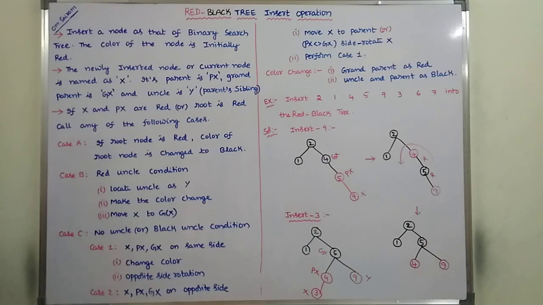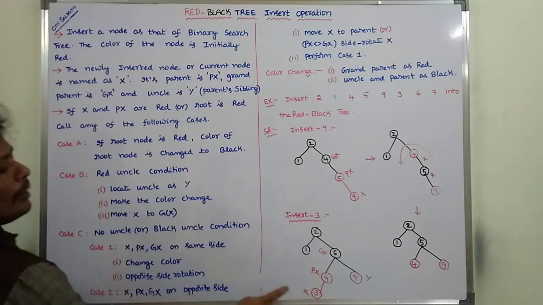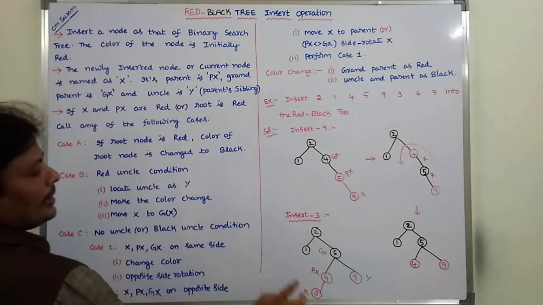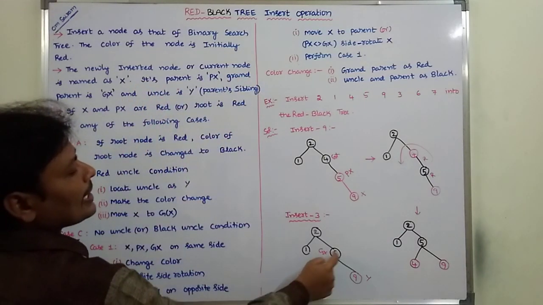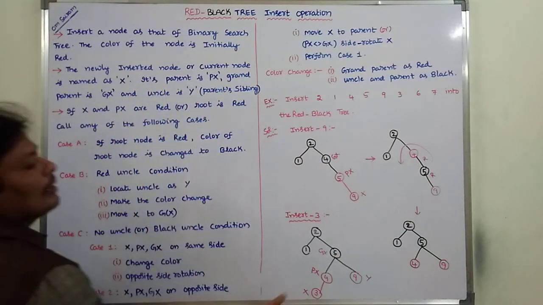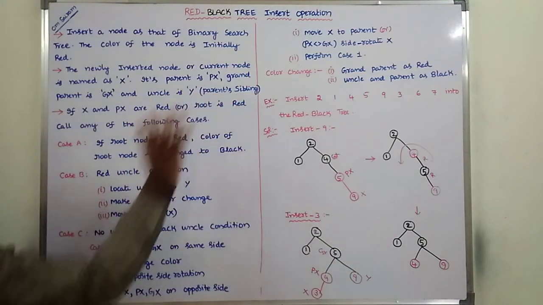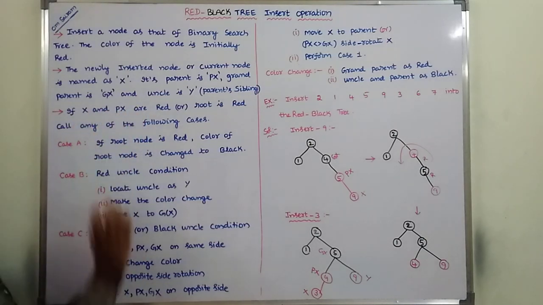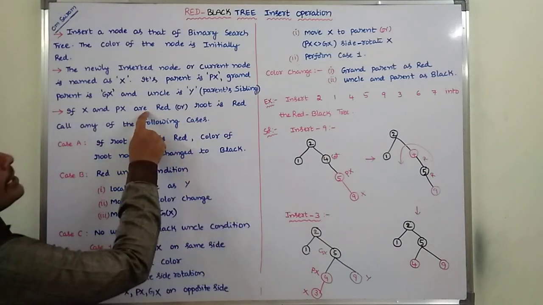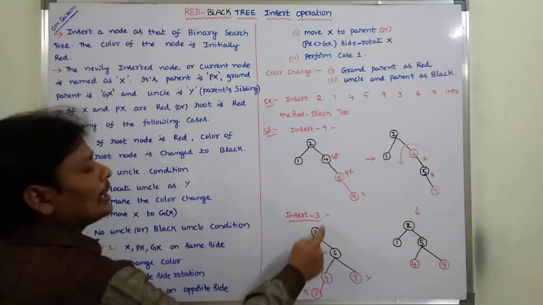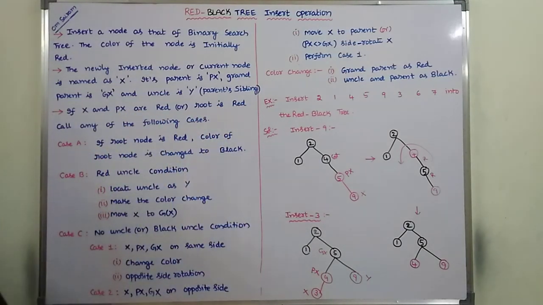Okay. First, the newly inserted node or current node is 3. It is denoted by x. Its parent is px. It is 4. The grandparent of x is gx. It is 5. And its uncle, the parent's sibling or grandparent's son, is 9. That is denoted by y. Okay. Next, if x and px are red, here x and px are red. This condition is true. Or root is red, root is false. So this is true, this is false. True or false is nothing but true.